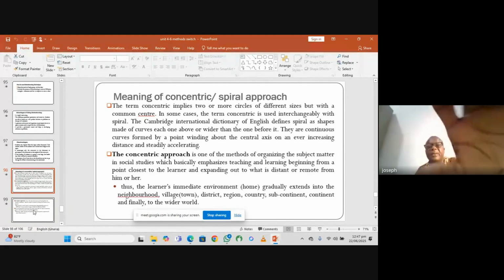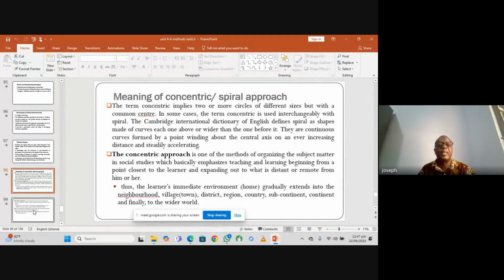That's the learner's immediate environment, that's the home, gradually extending into the neighborhood, the village, the town, the district, the region, the country, the subcontinent, the continent, and finally to the wider world. So if you are talking about the leadership of the world, like the Secretary General, because of the knowledge the child has in the home, the father plays a leadership role, even though that role will be very limited to only that small nuclear family. But the child understands that when we talk of a leader in the world, he has so many roles to play because it's about all the countries and whatever.